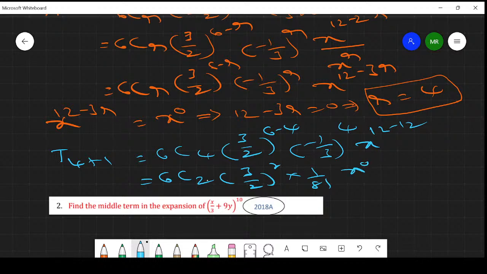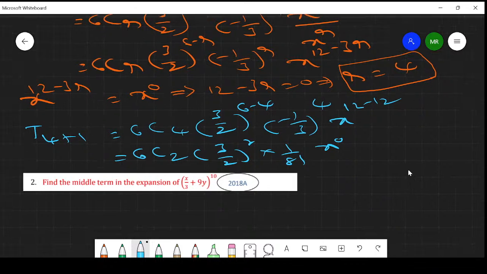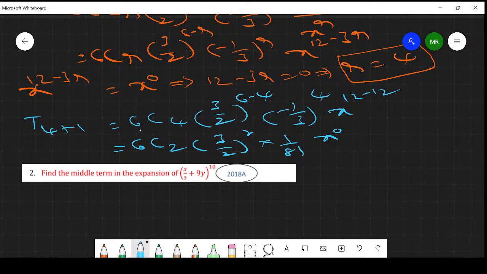So how did you get 6C2? I told nCr equal nC(n−r). So 6 minus 4 is 2. Remember, in this case 6C4 is 6C2. So which is equal to 6C2, meaning 6 into 5 by 2 into 1, times (3/2) whole square, 9 by 4, into 1 by 81. Then I can simplify this, nines I can simplify.